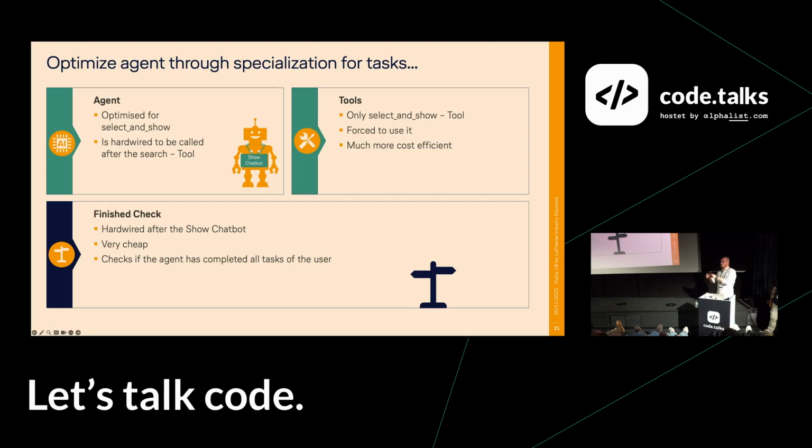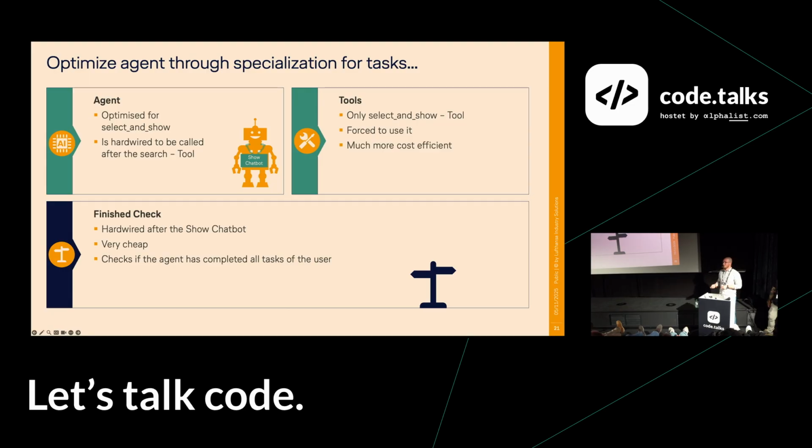It has a lot fewer tools that we need to pay for, like the tokens, and we could optimize the system prompt to only be able to answer this showcase. And for the second problem, we implemented a finish check. And we hardwired this finish check to happen after the show chatbot did its thing. And that's a very cheap LLM call, which is tasked to assess whether we actually solved all customer tasks or did not. And if we did solve all customer tasks, then we just end the graph and the LLM interaction. And if we didn't, then we would invoke the LLM once again.